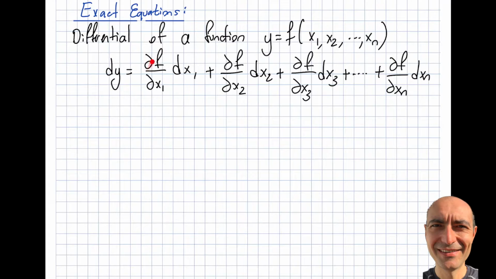Why do I have a differential in here? Why a partial sign and not a regular derivative sign? Because when I take a partial, it means I'm looking at how the function changes with respect to x1, but I keep all the rest of the independent parameters constant. That's what it symbolizes. So far I haven't done anything about the differential equations course. I just explained what a differential of a function from your calculus courses is.